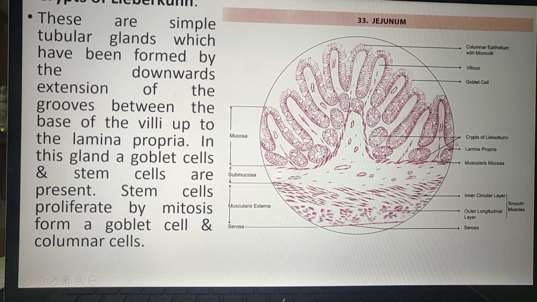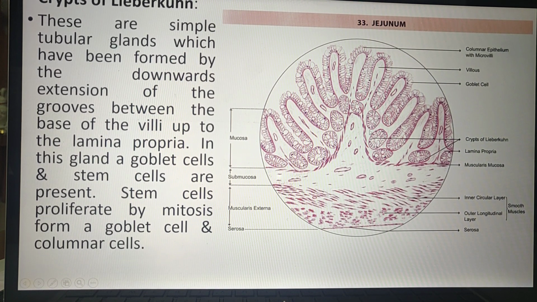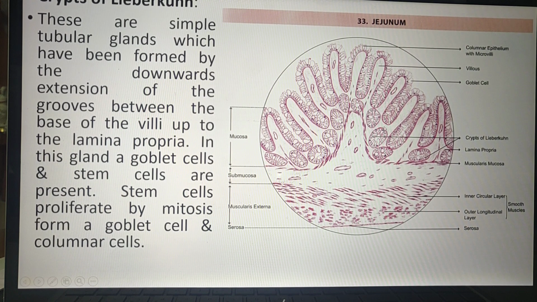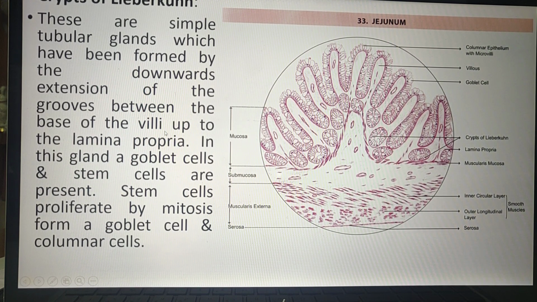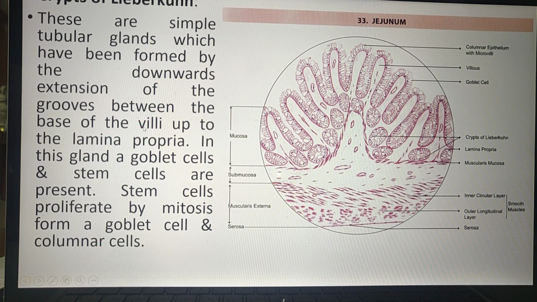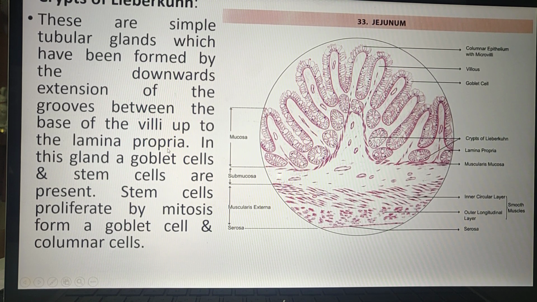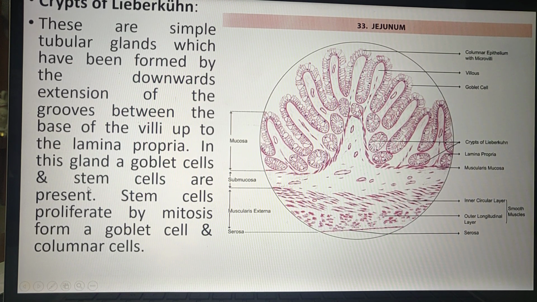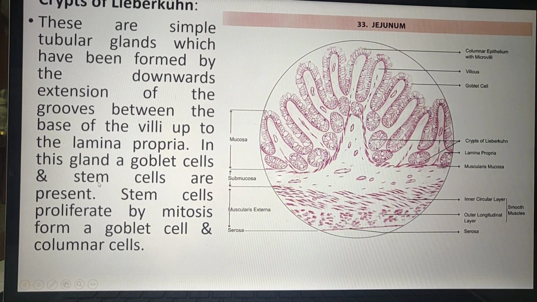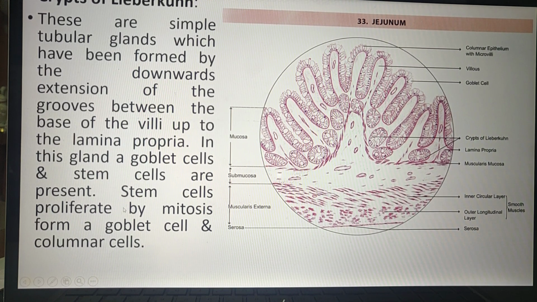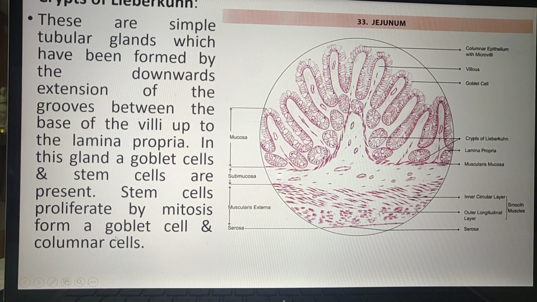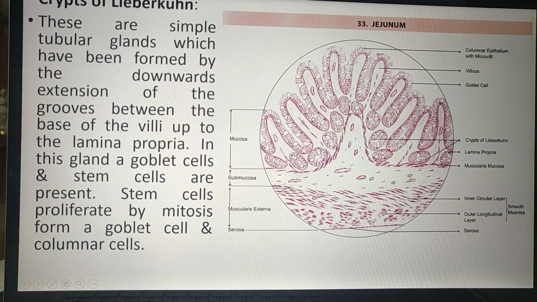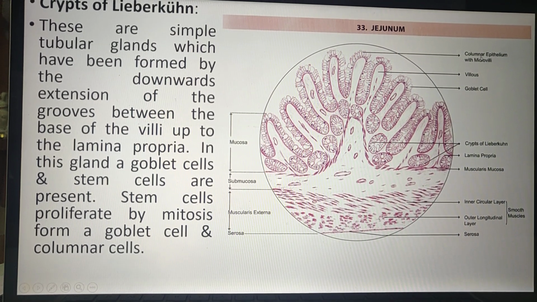Here you can see the nomenclature. It is between the bases of the villi up to the lamina propria, and in these glands there is a presence of goblet cells as well as stem cells. These stem cells proliferate by mitosis, and they produce both kinds of cells, goblet cells as well as columnar cells.